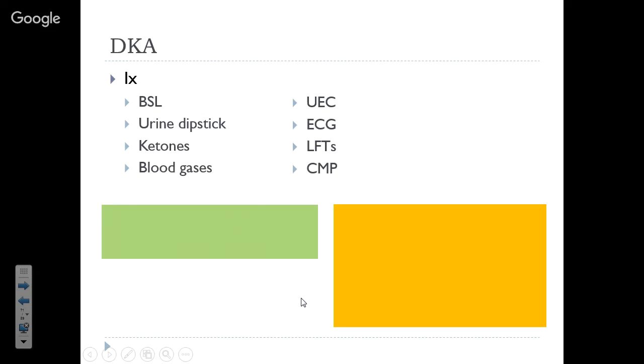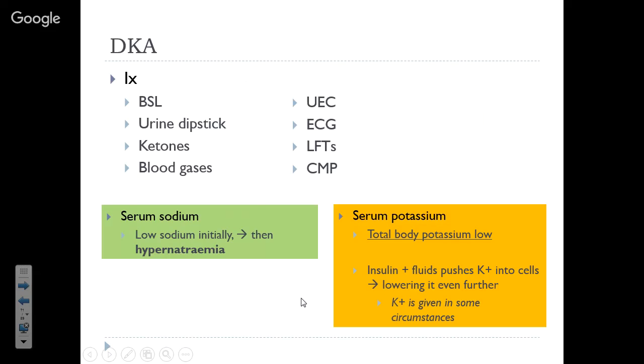So investigations-wise, you'd be wanting to monitor blood sugar levels, ketones, and blood gases for the acidosis, as well as your electrolyte levels and LFTs and other bloods. What happens to the sodium? So sodium initially goes low, but then because of the excess fluid loss and the osmotic diuresis, there's an eventual hypernatremia. For potassium, the total body potassium begins low. However, insulin and fluid therapy actually push potassium into the cells, reducing that blood potassium level even further. So that's why potassium is given in some circumstances as part of your DKA treatment.